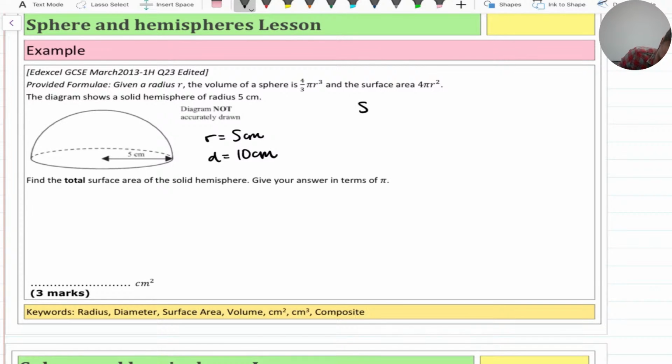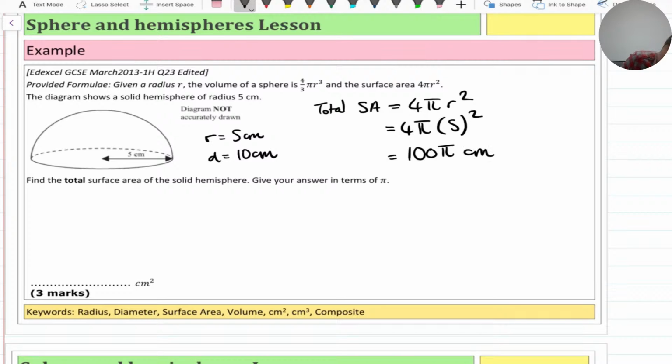So my total surface area is equal to 4 pi r squared. So this is equal to 4 times pi times 5 squared. Now 5 times 5 is 25, times 4 is equal to 100 pi centimetres squared. Now this is the total surface area, so this is the surface area of a full ball.